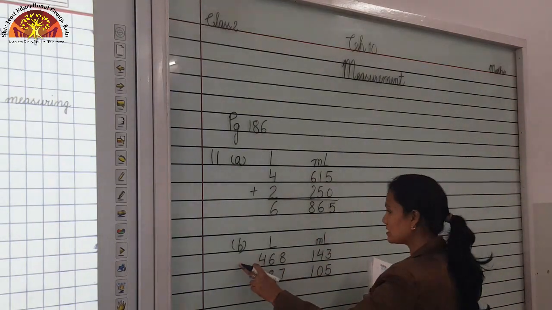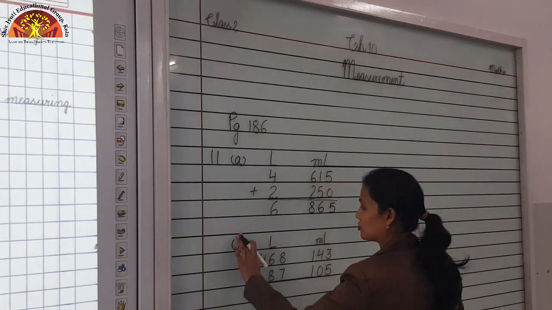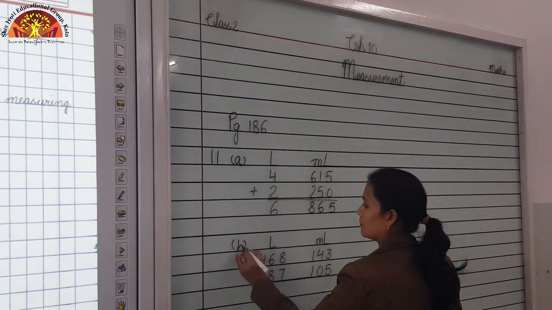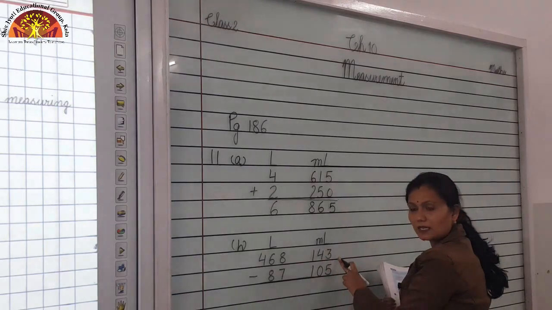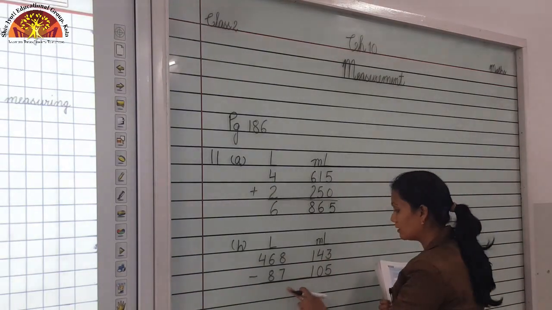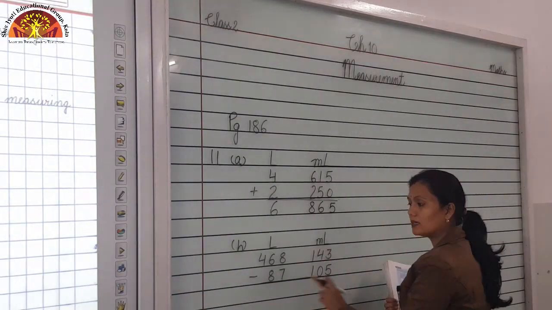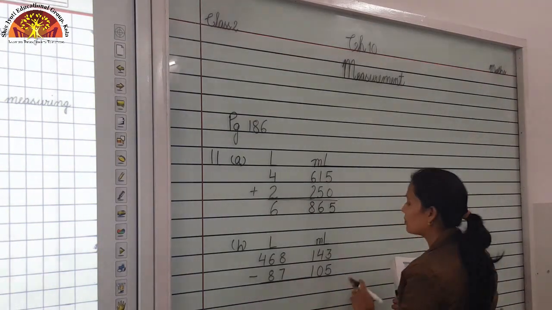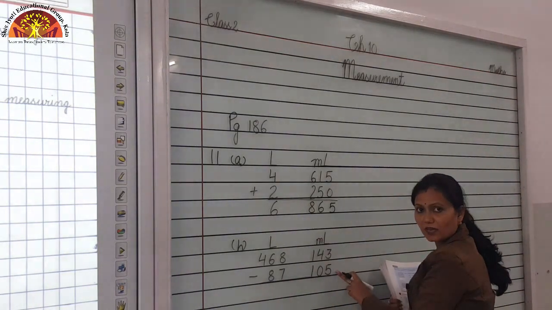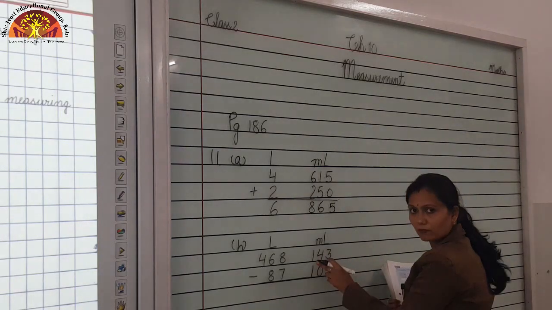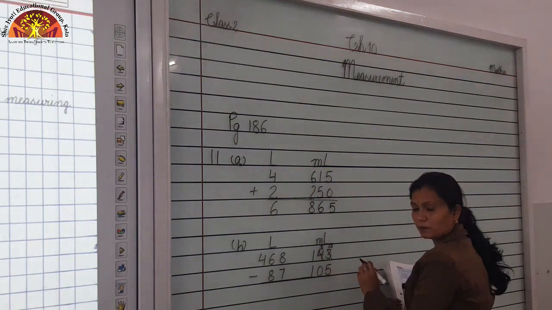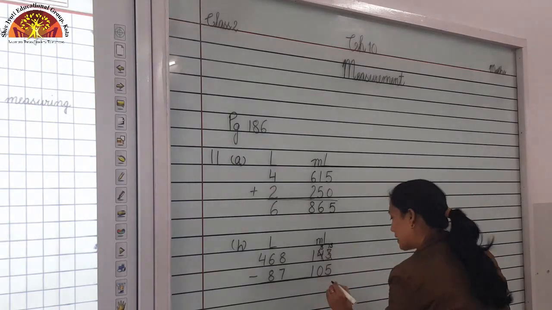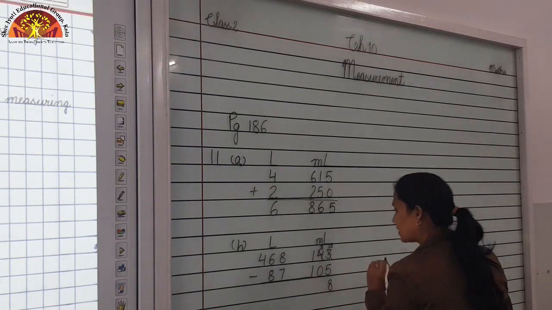Now see the next one. This is H. 468 liter 143 milliliter, 87 liter 105 milliliter, right? Here we have to subtract these numbers. 3 minus 5 not possible, so we will borrow 1 from here. So this 3 becomes 13 and this 4 becomes 3. Now 13 minus 5 is 8, right?